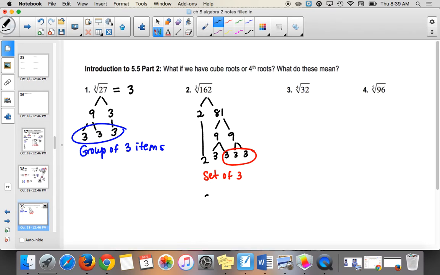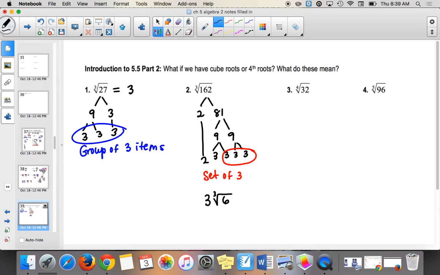So for this one, I'm going to have a 3 on the outside. And then what am I going to have on the right side of it? I'm going to have a 6. Is it going to look like this? No. There should be a little tiny 3, right? That's called the index. A lot of people forget that little tiny number. So don't forget, if you started out with a cube root, you still have a cube root.